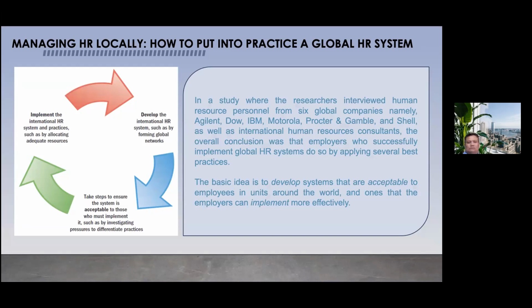Here in the left portion of our slide is the illustration of the best practices for creating the global HR system. First is to develop the international HR system, such as by forming global networks. And then next is to take steps to ensure that the system is acceptable to those who must implement it, such as by investigating pressures to differentiate practices. And last is to implement the international HR system and practices, such as by allocating adequate resources. And then it all goes back to development or improving the international HR system.